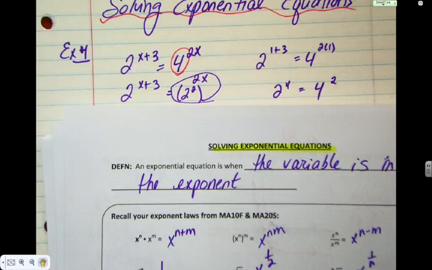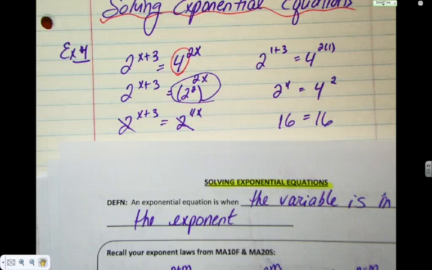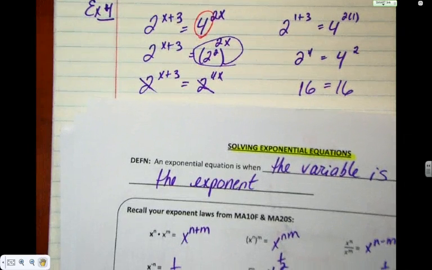Then the minute I have brackets, I know I need to simplify. How do we get rid of those brackets? Well, that's the multiplication exponent law that says you keep the base and multiply the exponents. So we did 2 times 2x, which gave us 4x. What's the trick to know when you're done simplifying? One base on each side. So there's 1, 2 on the left and 1, 2 on the right.